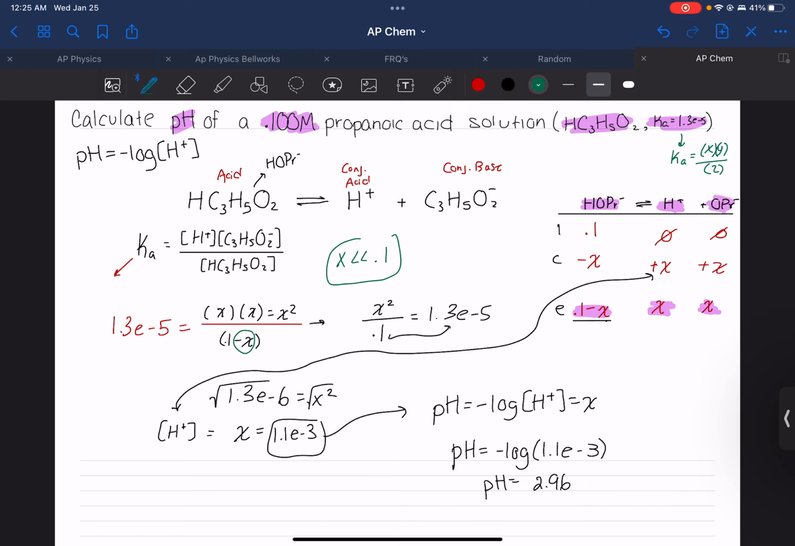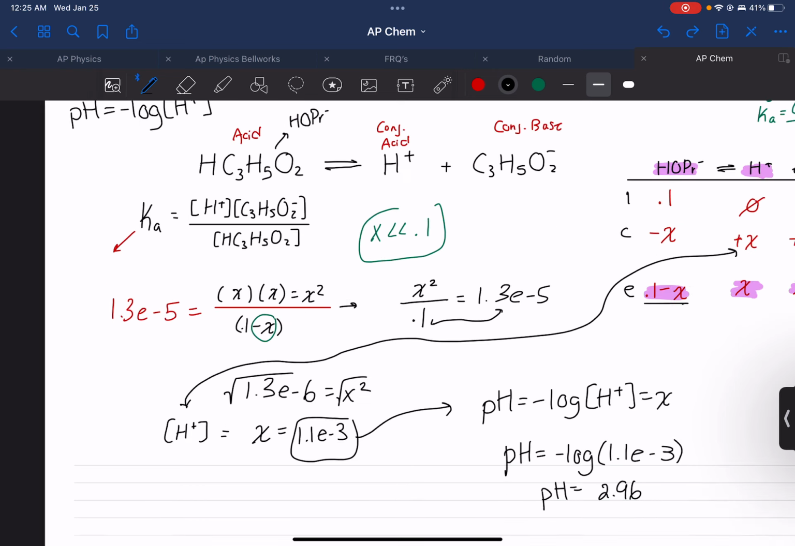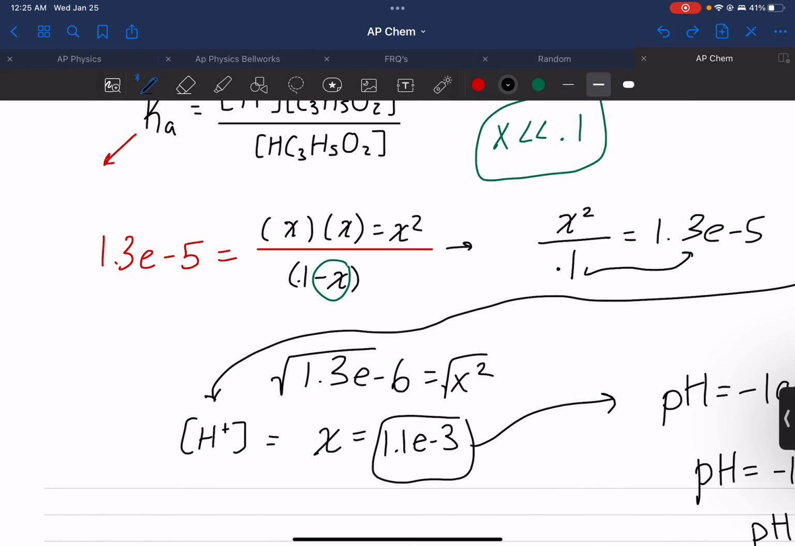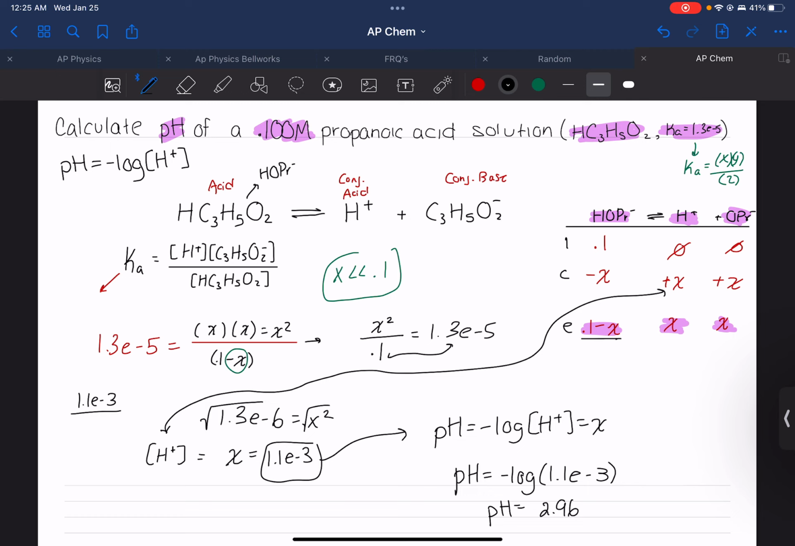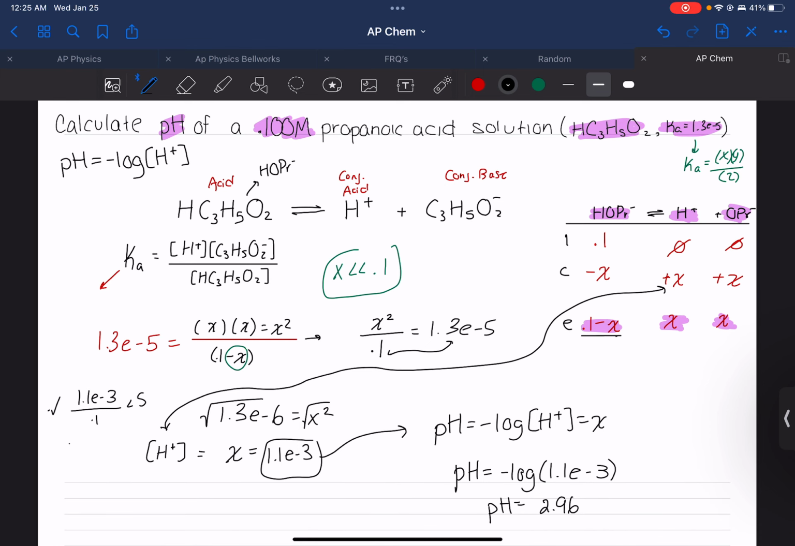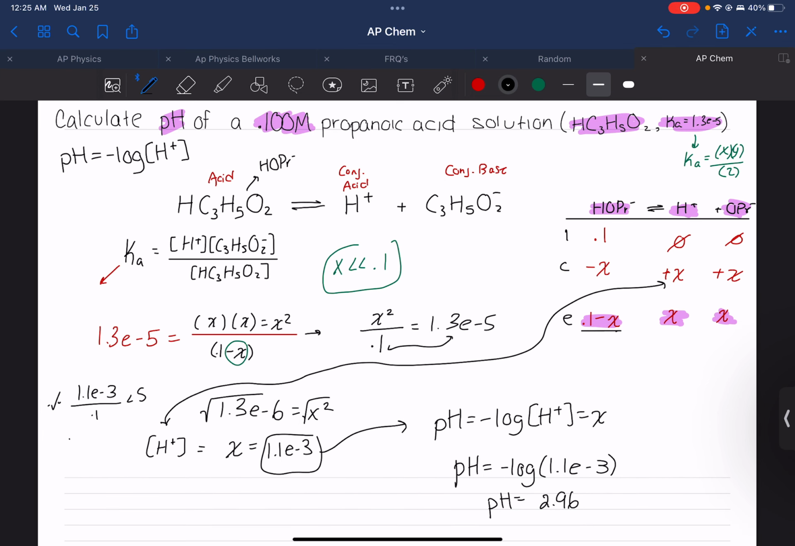And also for this assumption right here, you're supposed to check it, but I just knew that it would pass. But basically what you do is you take X when you find out, so 1.1 E negative 3, and you divide by the initial concentration, which we have 0.1, and if it's less than 5%, then it passes the rule, and you don't have to use the quadratic formula. 1.1 E negative 3 divided by 0.1, and then, sorry, you have to multiply by 100. Times 100 gives you 1.1, which is less than 5, so it passes the rule.